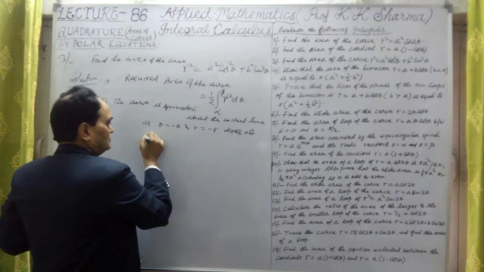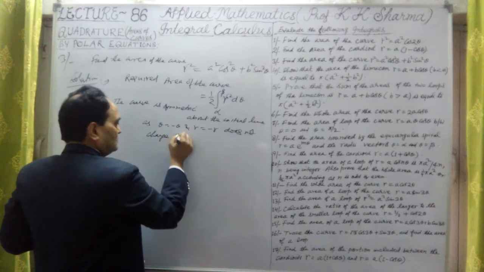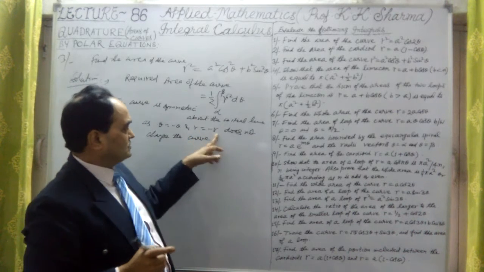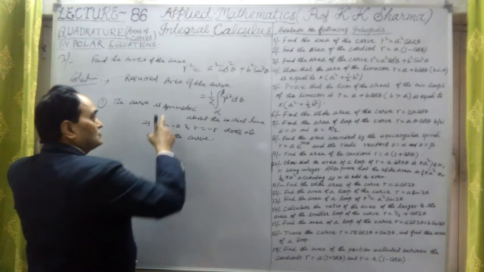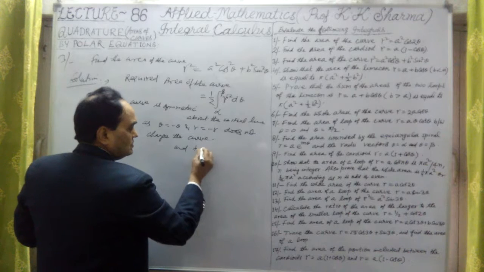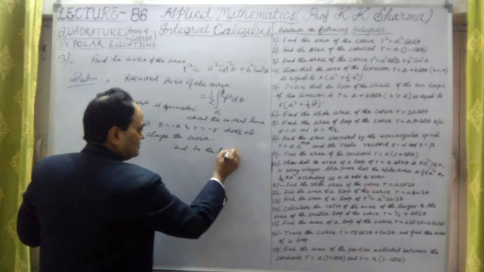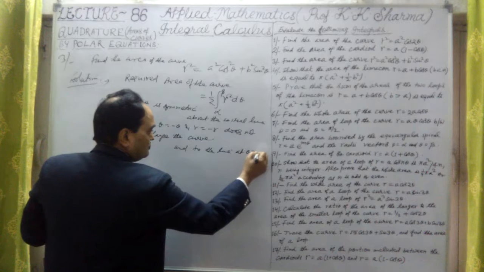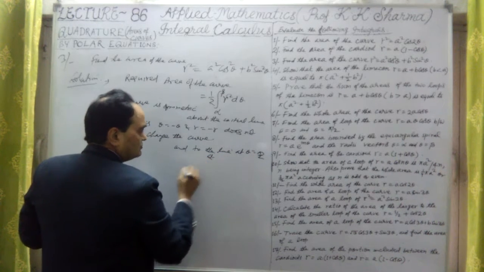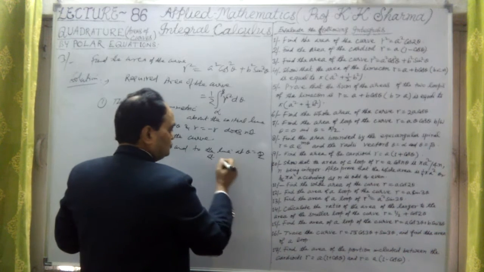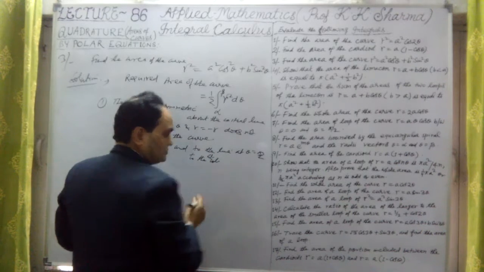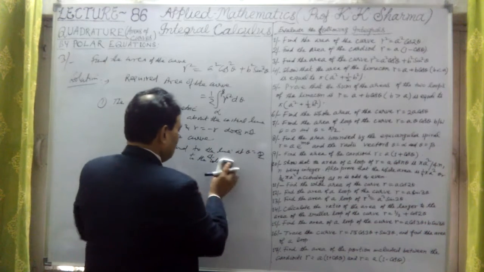The curve does not change. The equation of the curve does not change on putting r equal to minus r and theta equal to minus theta, so the curve is symmetric about the initial line, and also about the line at theta equal to pi by 2 with the initial line.